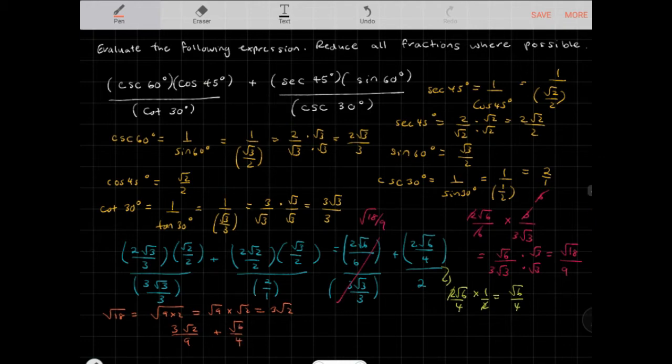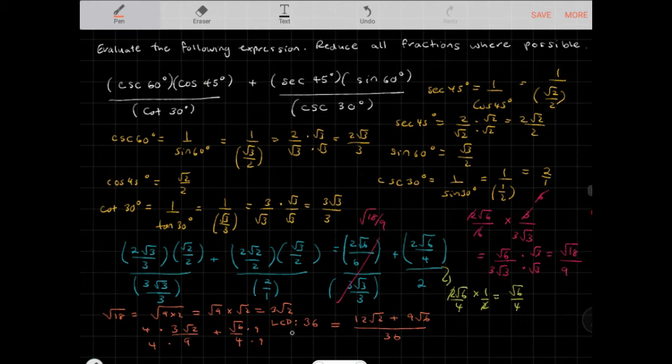Okay, and now between these two, what you're going to do is find the lowest common denominator. Let's say the lowest common denominator is 36. I'm going to multiply this by 4 and this by 4, this by 9 and this by 9. So now what I'm left with is 12 square root of 2 plus 9 square root of 6 over 36. Okay, and this is as far as I can go. I can't really simplify this any further.